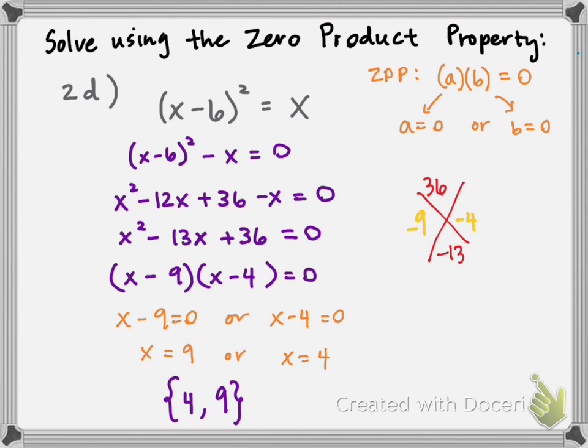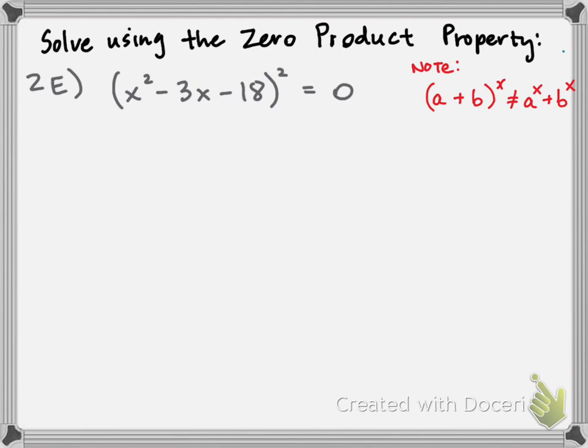Okay, folks, last one of this set. So we have example 2E. When we think of this one, we want to solve using the zero product property. It says the quantity x² - 3x - 18, squared, equals 0. I want you to note off to the side that if I have a binomial raised to some power, it does not equal the distribution of the power to my terms. So what I'm hinting at is please do not distribute a squared to all of these terms inside our parentheses.